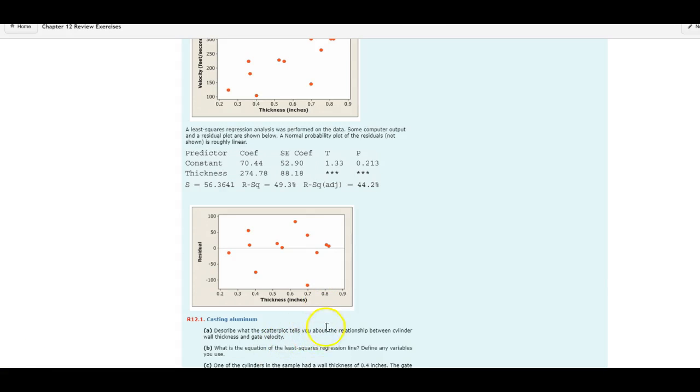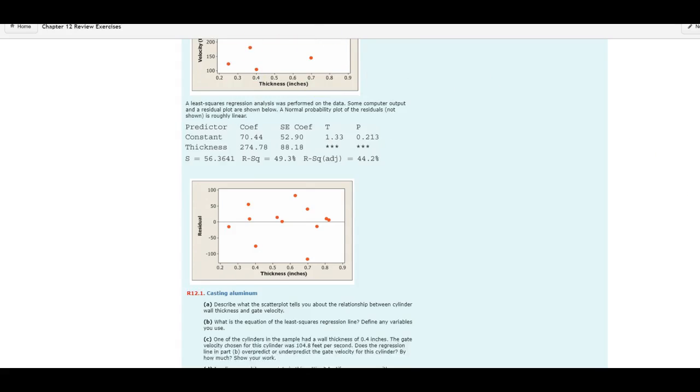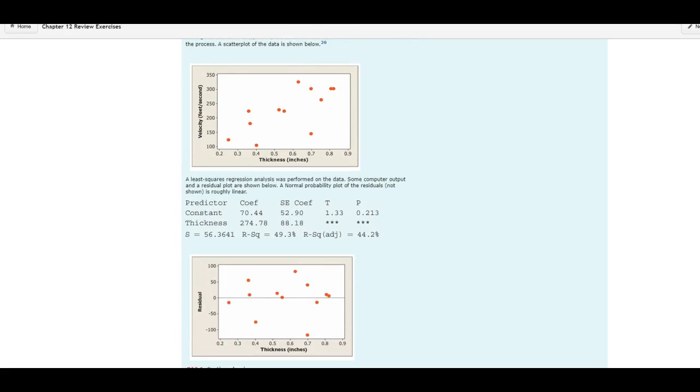Okay, so describe what the scatter plot tells you about the relationship between cylinder wall thickness and gate velocity. So I always tell my students to remember the acronym SOFA, S-O-F-A, right? Strength, so I look at this and say, is it really strong, is it moderate, or is it weak? I'd say it's probably moderate, right? O is for outliers. Do I see any outliers in this scatter plot? Not really. Not anything that doesn't fit the general overall pattern.